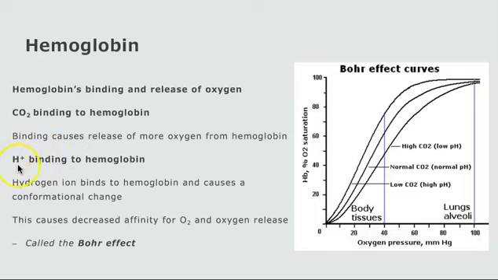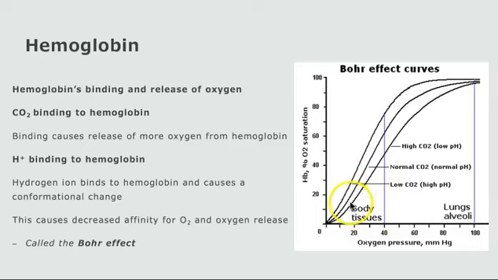Hydrogen binding can also take place on our hemoglobin, and that can cause conformational changes to our hemoglobin, meaning a shape change. And this can cause a decreased affinity for oxygen and oxygen release. So this is called the Bohr effect, and you can see the curves taking place here. We'll look at another one that is a figure in your book on the next slide.